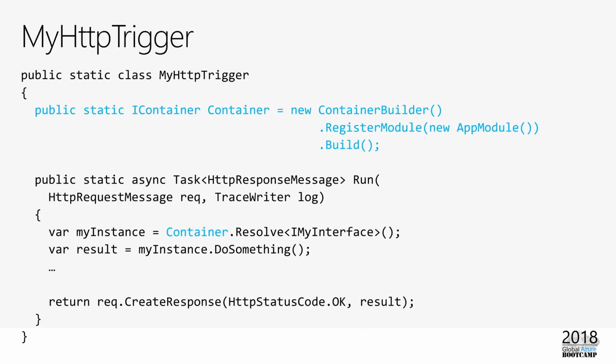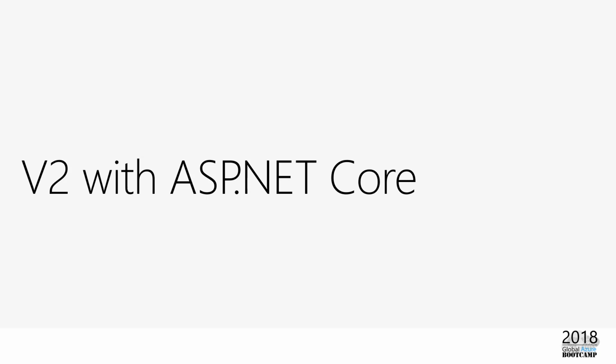And within the function trigger, we define a static property like container, create a container builder, register the module, and build. And within the function method, we just resolve the dependencies using container.Resolve. This is how dependency is managed in version 1 with Autofac. Let's talk about version 2 dependency management in this example.